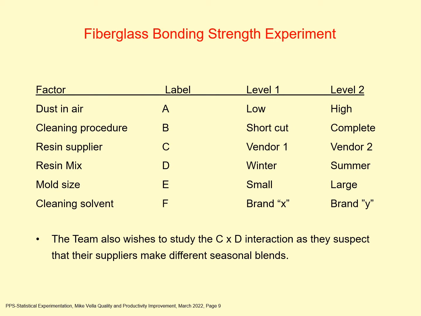So the team has considered this list of factors that they figure are the most important with respect to fiberglass bonding strength: dust in the air, cleaning procedure, resin supplier, resin mix, mold size, and cleaning solvent. And they've labeled them A through F. Level 1 is the current level, and level 2 is the level that they consider might be an improvement in each one of these factors. In addition, the team also wishes to study the CD interaction as they suspect that their suppliers make a different seasonal blend. C is resin supplier and D is resin mix.